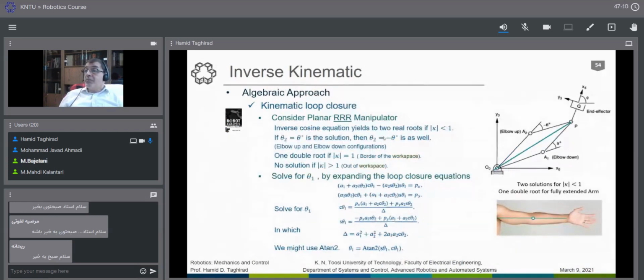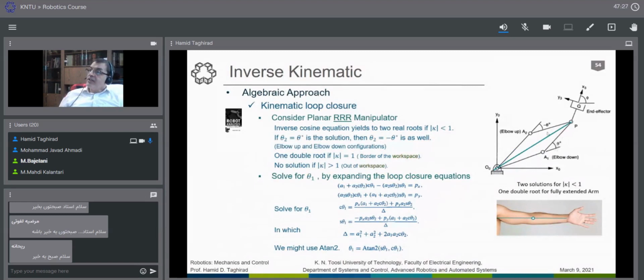And what does it mean? This is the same old issue that I mentioned in the previous slide. It means that if we have the R here, if we have the length, we have elbow up and elbow down. Both of these solutions can reach this point.